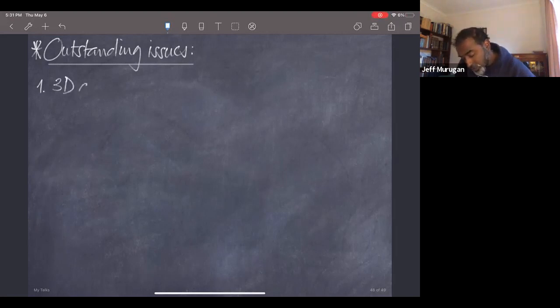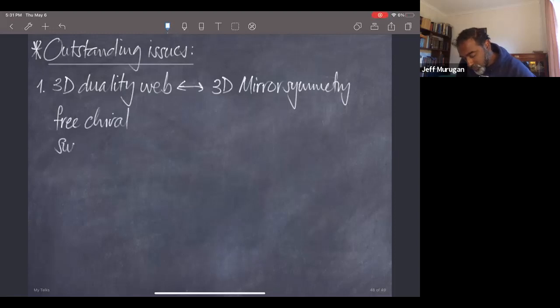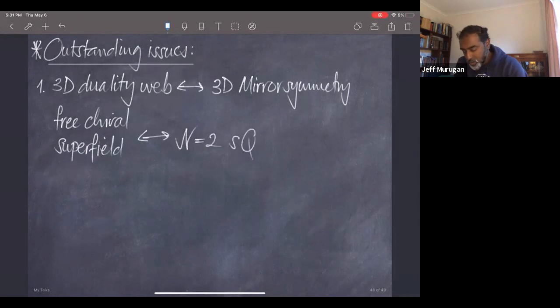So the statement here is that the 3D duality web is related to so-called three-dimensional mirror symmetry. Three-dimensional mirror symmetry relates a free chiral superfield to essentially N equals 2 supersymmetric QED in 3 dimensions. Okay, so this is a well-known, well-studied duality in supersymmetric quantum field theory. You map a free chiral superfield to this N equals 2 supersymmetric QED with a single charge superfield.